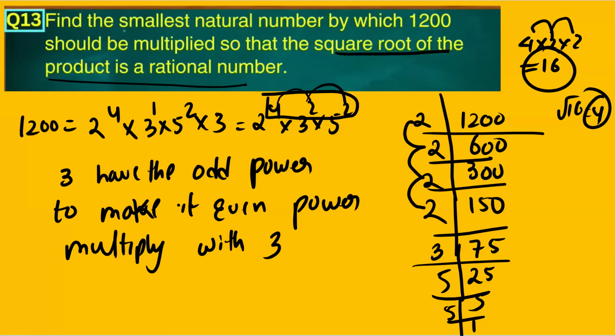So therefore, our power of the square root will be 16. So if we multiply, 3 was basically the odd number, so now we have to make it even. And so our answer for this particular question is that 3 is the rational product that should be multiplied. Okay, so find the smallest natural number. That smallest natural number will be 3. I hope this question is clear.